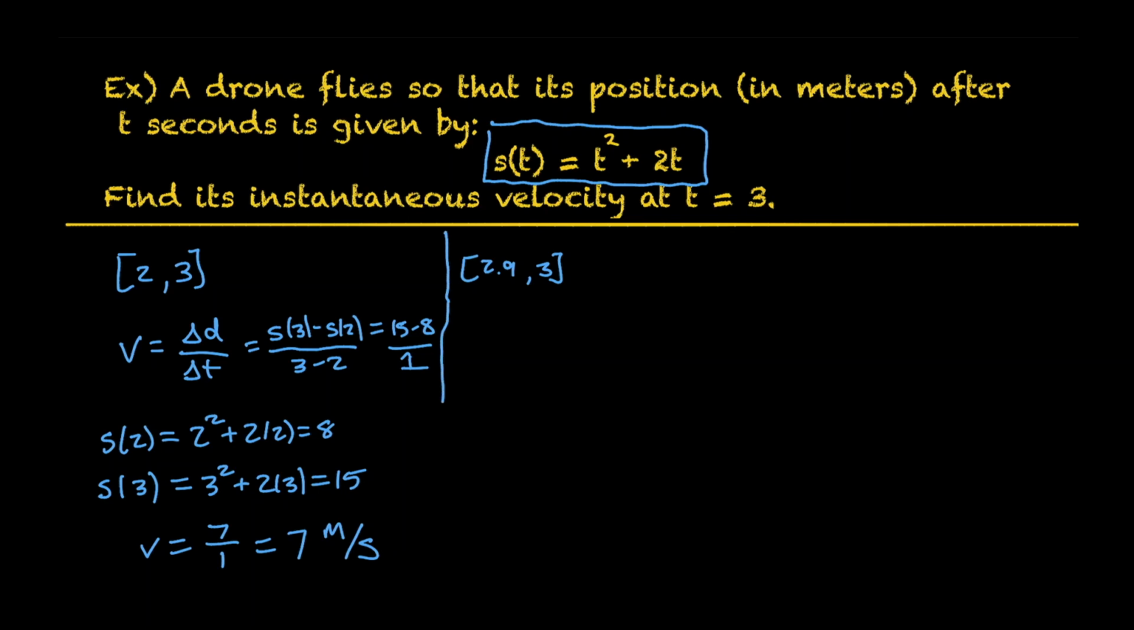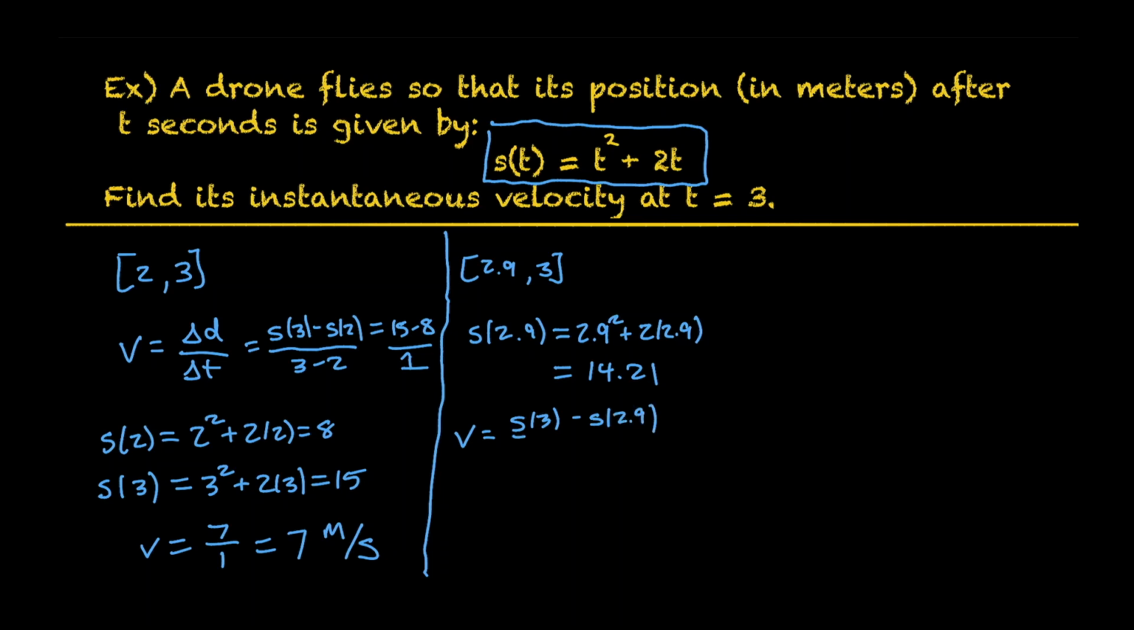What we need to do is continue this process for smaller and smaller time frames. So now I need to figure out where it is at 2.9 seconds. So again, I would just plug in 2.9 squared plus 2 times 2.9. And if we do that, we'll get 14.21. All right, so the velocity on this time frame, again, is S of 3 minus S of 2.9, the change in position, or the distance you travel, divided by the change in time, so 3 minus 2.9. And if we do this computation, we'll get the answer to be 7.9 meters per second.